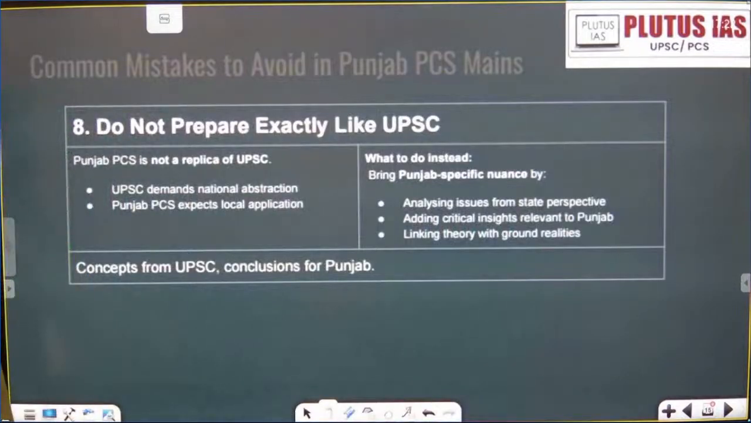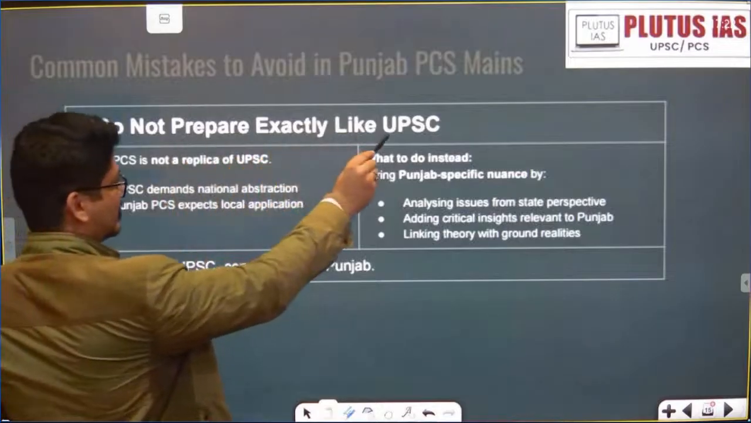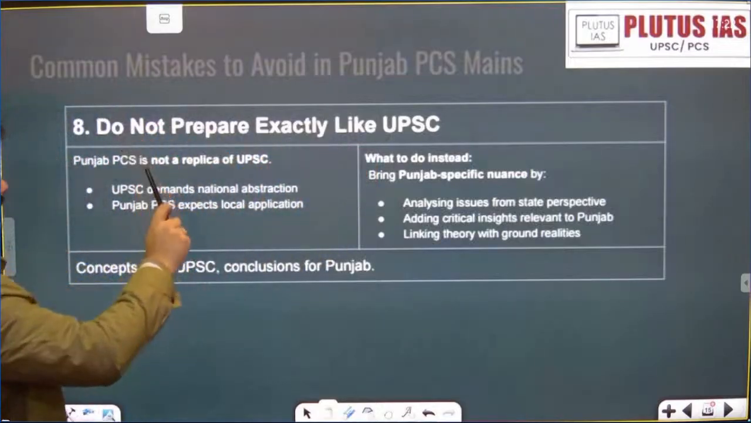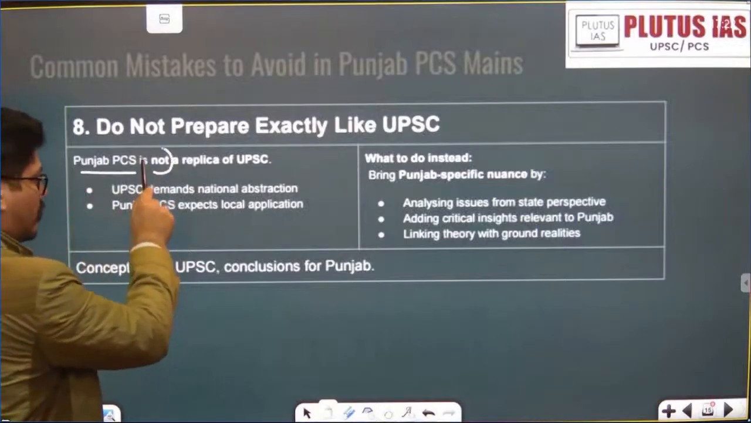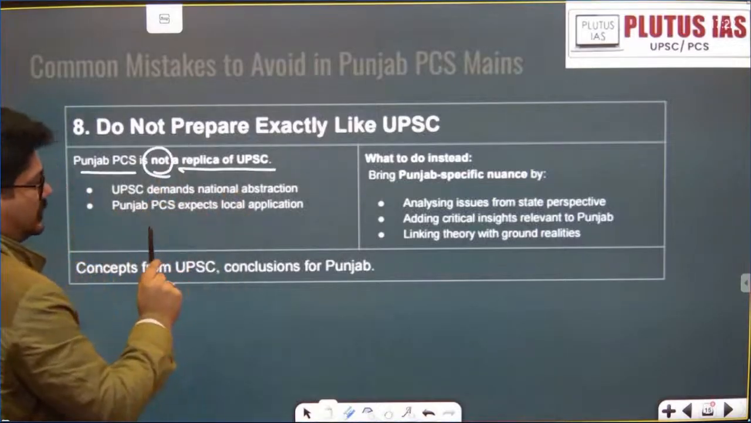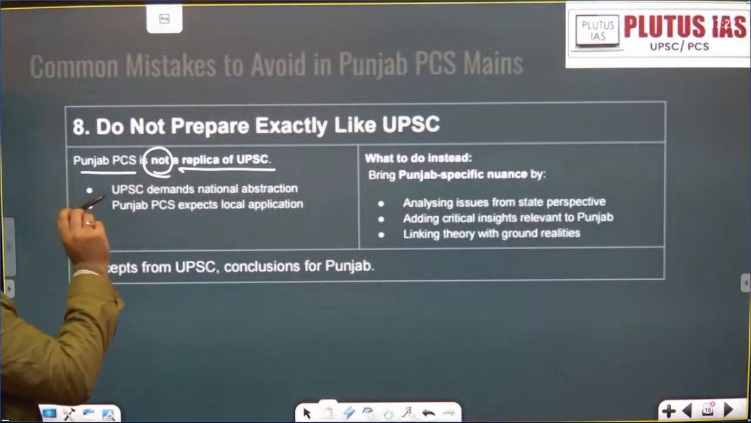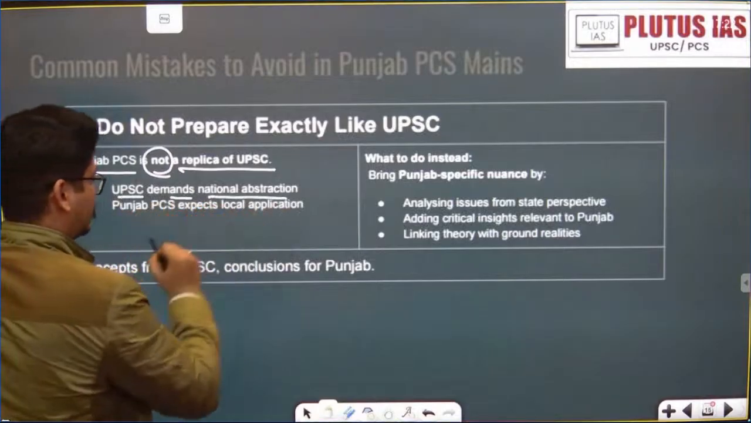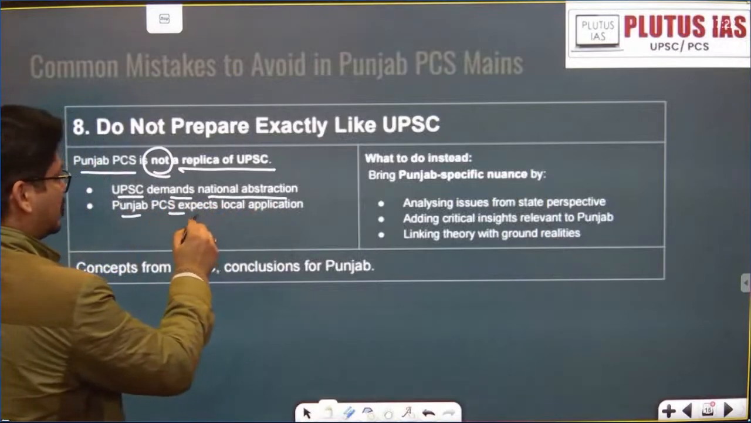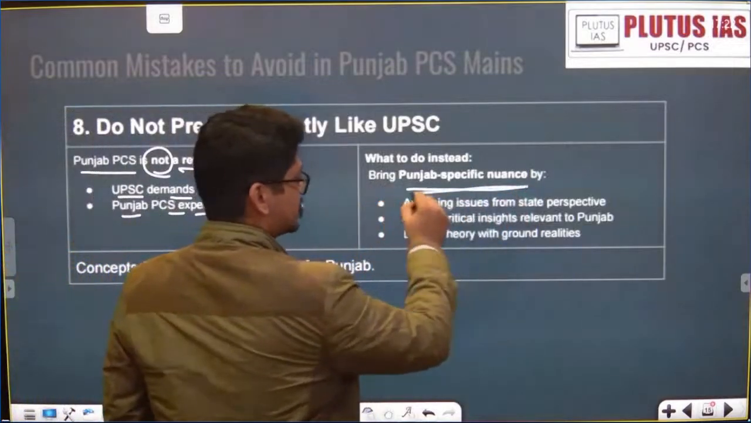I think this is the last point. Do not prepare exactly like UPSC. This was the first line, and this is the last line of this slide. Punjab PCS is not a replica of UPSC. This time the Punjab government has also made it clear. Now students should wake up. UPSC demands national abstraction. Punjab PCS, what to do instead? Bring Punjab specific nuances in your answers.